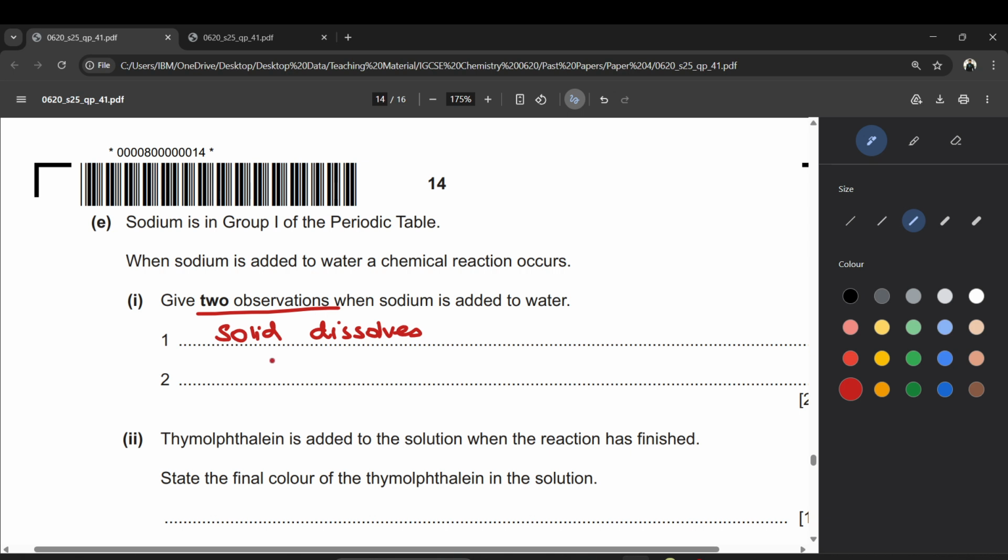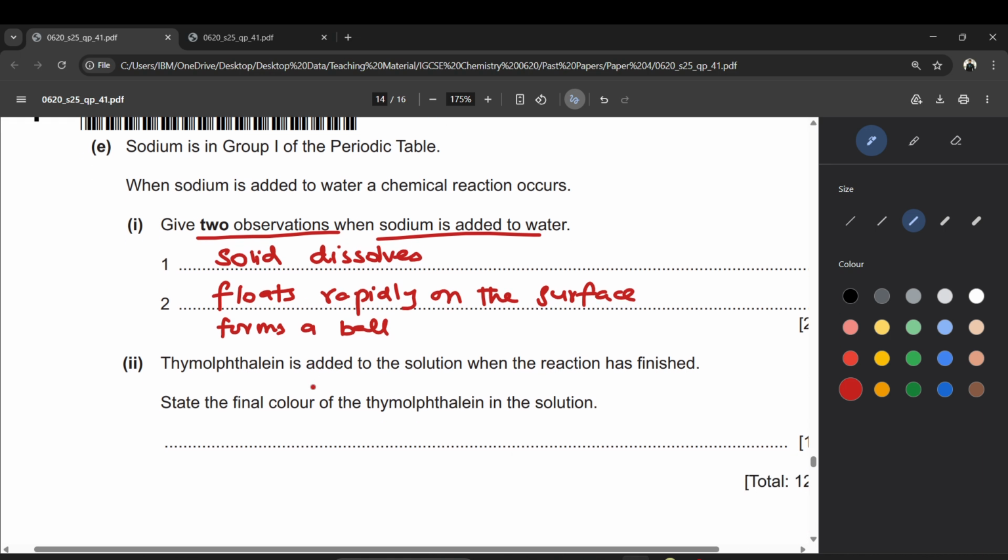Then we can also say that it floats, or starts floating rapidly on the surface. We can also say that it forms a ball. If you don't understand this, you should go on YouTube and physically see what happens when you add sodium in water. Then you can clearly relate to these observations if you haven't done that already. It forms a ball, then you can also say that it melts and so on. You can also say that it burns with a yellow flame. So that is another observation as well.